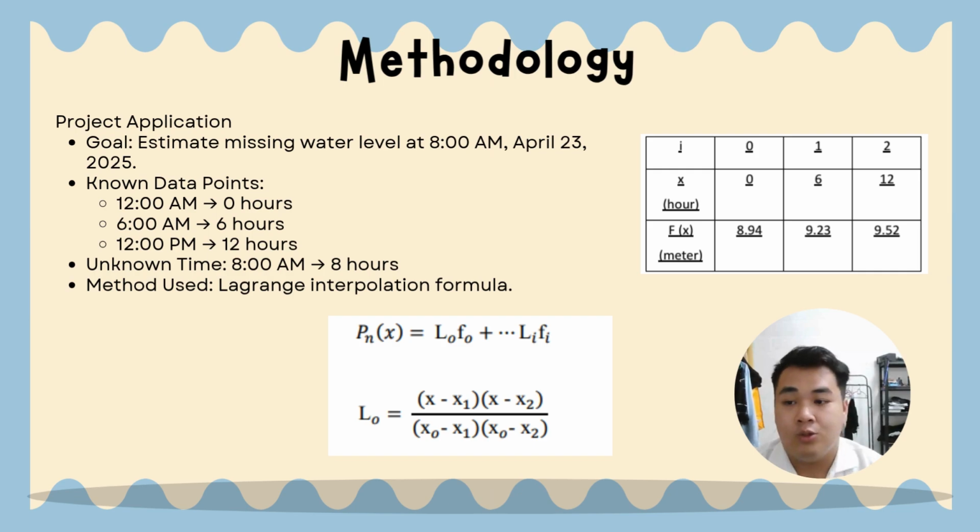on the same day. So to simplify the calculation, we converted all time values into numerical form, where 12 a.m. was set as 0 hours, 6 a.m. becomes 6 hours, and 12 p.m. becomes 12 hours. So the unknown point at 8 a.m. was converted to 8 hours. Using these time values and the corresponding water level data, we applied the Lagrange interpolation formula to estimate the water level at the 8-hour mark. This approach was chosen because it's efficient for a small set of discrete data and avoids the need for solving equations or using other numerical methods like finite differences.